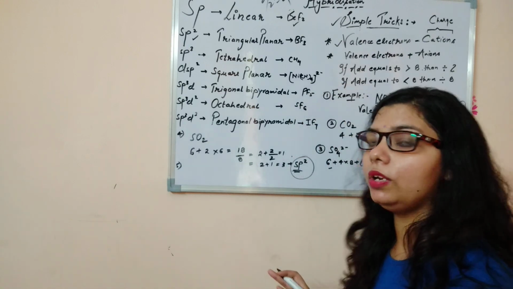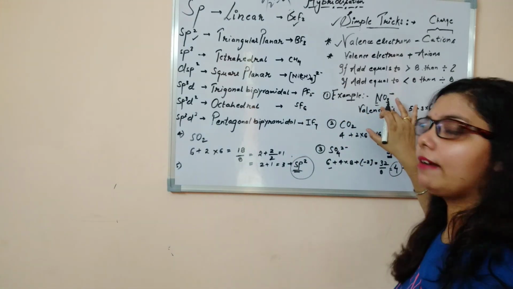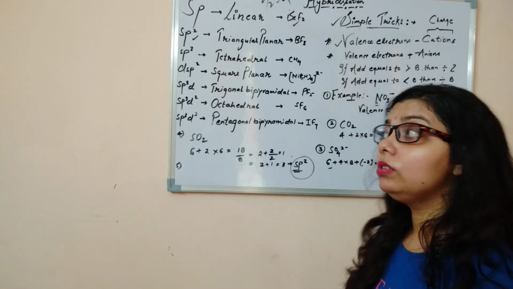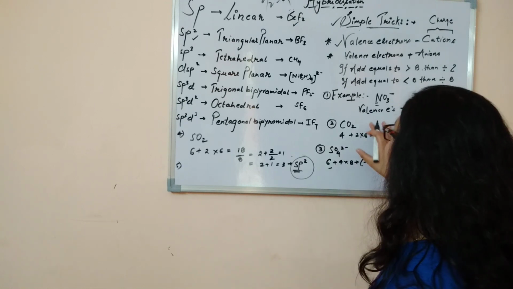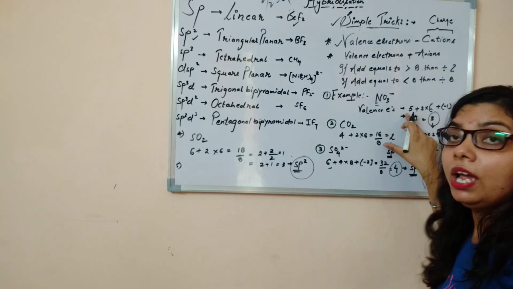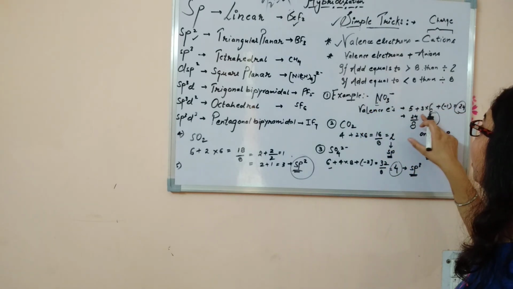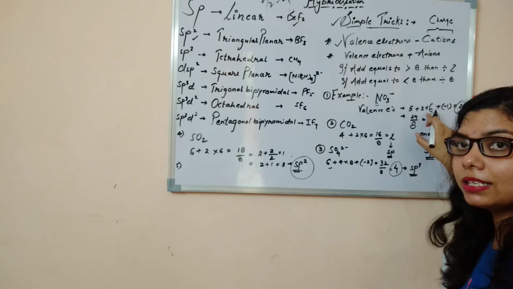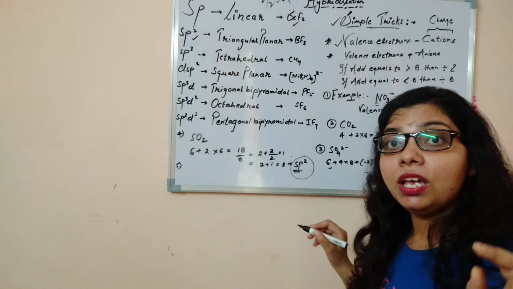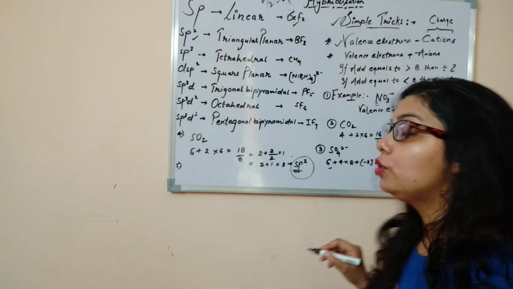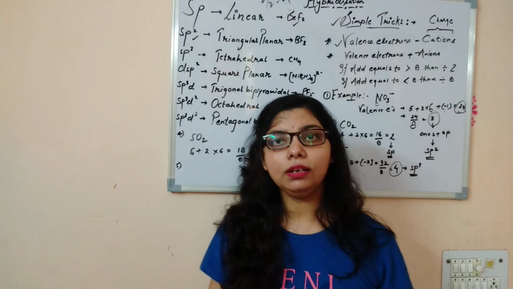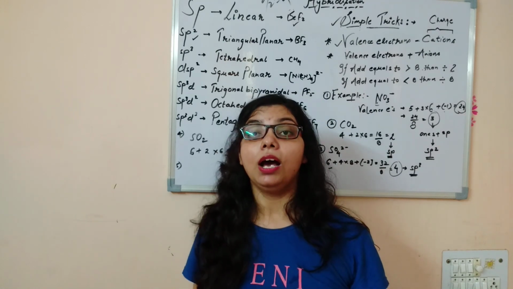See this carefully. This is the nitrate compound, NO3, that carries a negative charge, so it is an anionic compound. First you have to write the valence electrons. Valence electron of nitrogen is 5, and oxygen is 3 into 6, since the valence electron of oxygen is 6. And here is one negative charge. I previously said that you have to add the negative charge, so I am adding 1, and the total is 24.